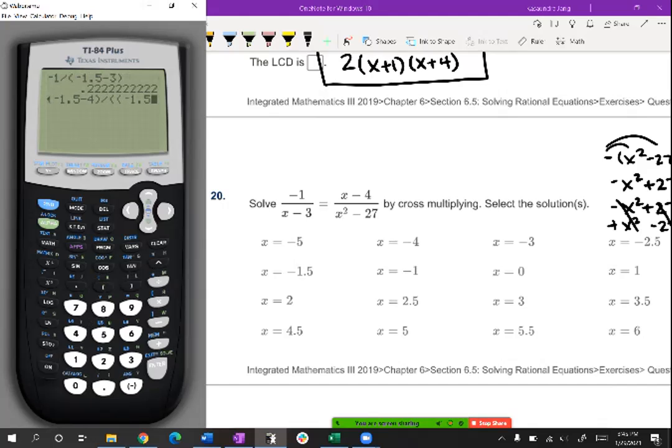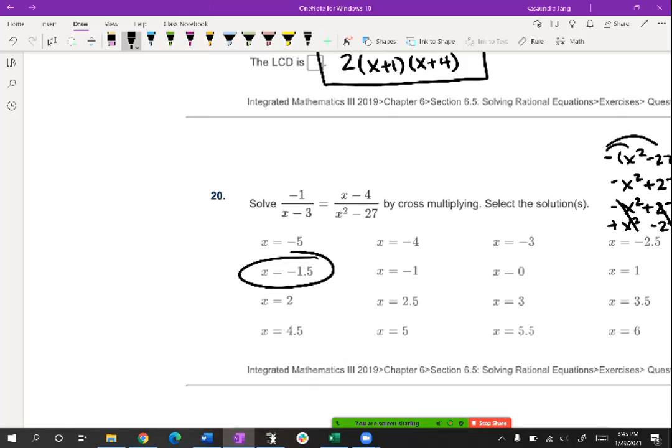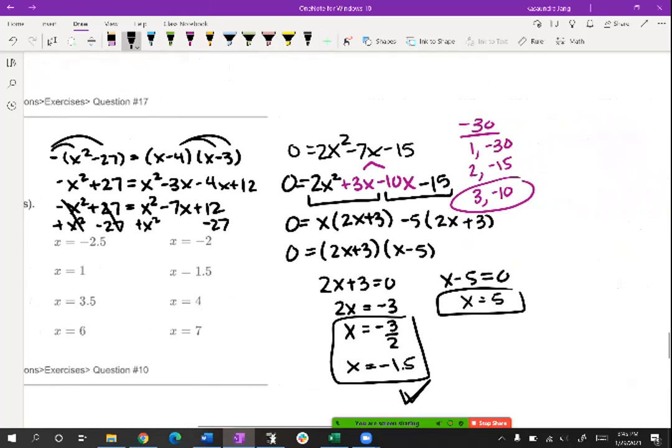Whenever I raise a negative to an exponent, I have to have the entire negative number all in parentheses before it's raised to that exponent. Okay, and then I've got my minus 27. All right, as messy as it is, they're the same. So yeah, the negative 1.5 works. So here's my negative 1.5. There's one of my answers. All right, check. That one worked.